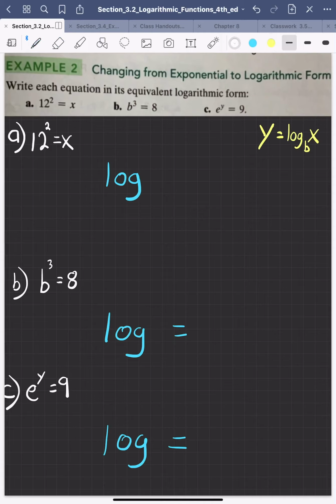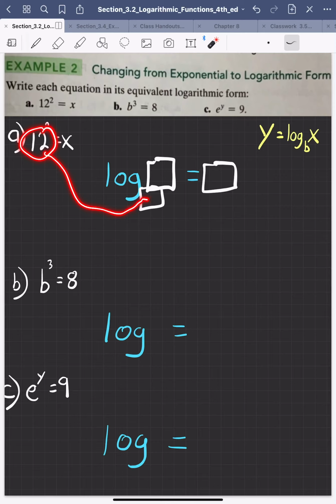Bear with me for this first problem. I'm going to write it like this. All right, so base is 12. That's going to go right here. So log base 12. And what's the exponent here? Don't you agree the exponent is 2? And a log is always equal to an exponent, so the 2 is going here. And finally, what's left is x.